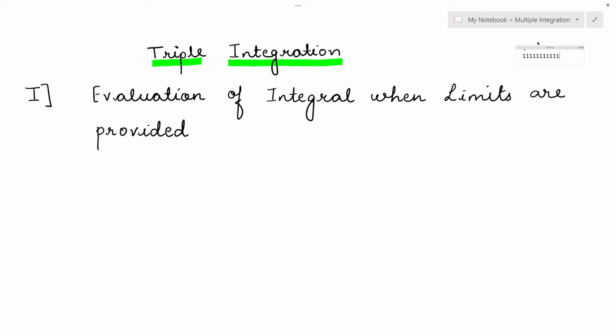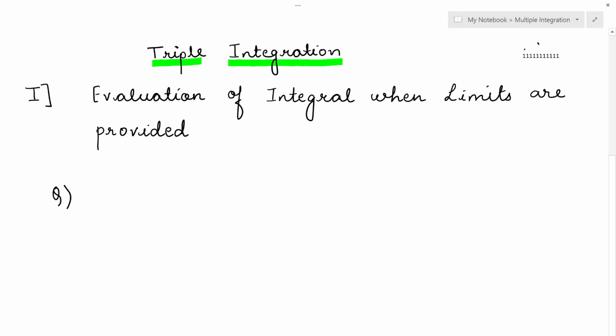So now we will take sums on triple integration. Again, there are two types of sums on triple integration. The first type is when the limits are provided, and another type where limits are not provided. So let us take the simple type first, where the limits are given to you and you have to evaluate the integration.